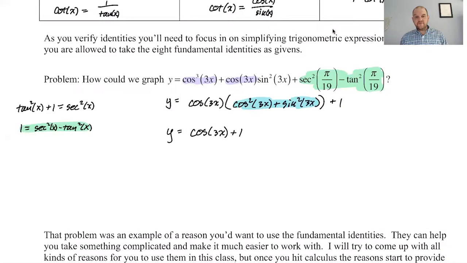And then you could graph it, right? So we went from this really weird thing to just getting cosine of 3x plus 1, which, you know, sinusoidal axis is 1. You can go up 1, down 1. The period's 2 pi divided by 3. The increment is that divided by 4, and then you're off, right?